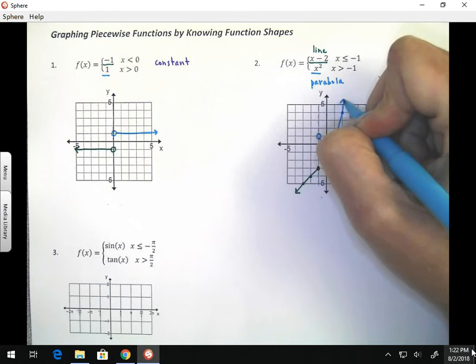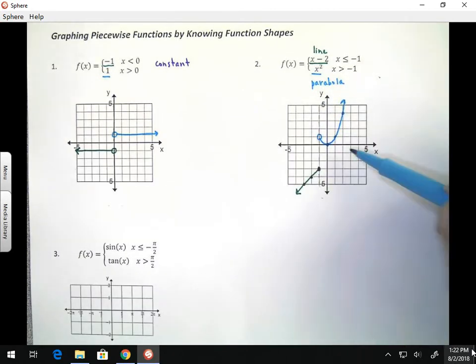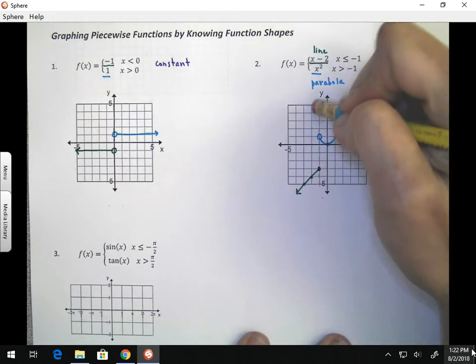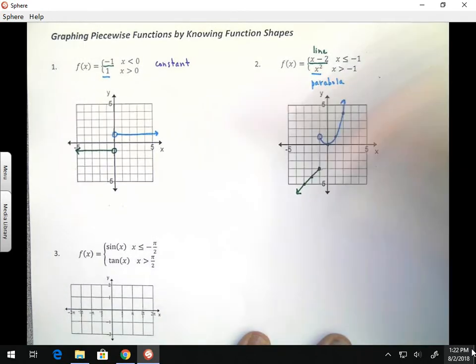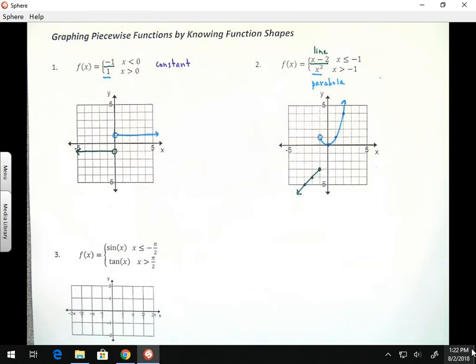So I don't have to do that table anymore because I have a good picture in my head of what that should look like. And again, I've been forgetting to do this, but we can get rid of this here. That was just to help us remember where our pieces should break.